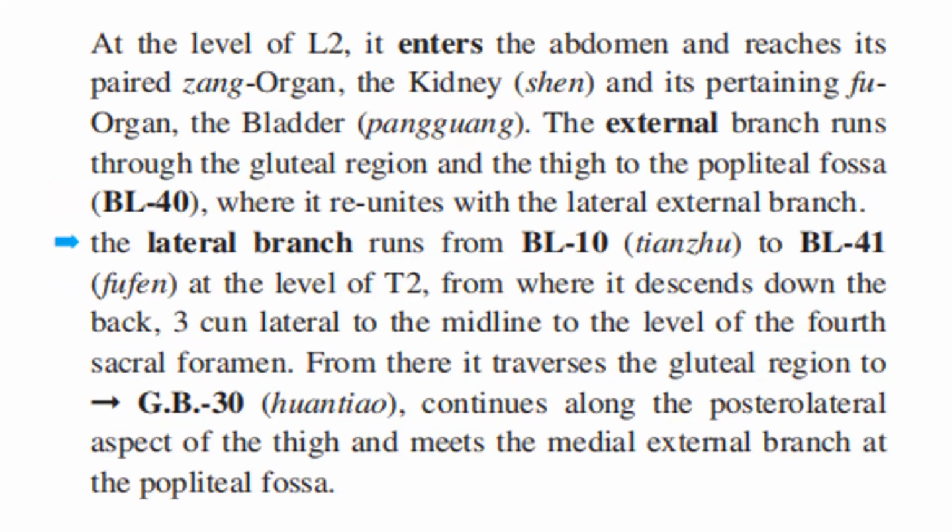The lateral branch runs from Bladder 10 to Bladder 41 at the level of T2, from where it descends down the back 3 cun lateral to the midline to the level of the fourth sacral foramen. From there, it traverses the gluteal region to GB30, continues along the posterolateral aspect of the thigh, and meets the medial external branch at the popliteal fossa.